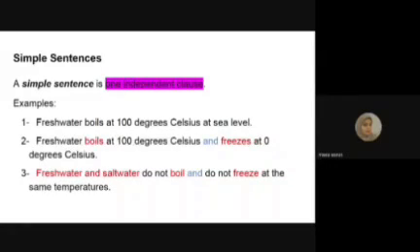Third example: Fresh water and salt water do not boil and do not freeze at the same temperatures. So here we have two subjects, يعني نسميه compound subject. Fresh water and salt water is one compound subject. Do not boil and do not freeze, we have a compound verb. And then we have a complement, at the same temperatures. But still, it is considered one independent clause and a simple sentence. So we have a compound subject, a compound verb, and a complement.